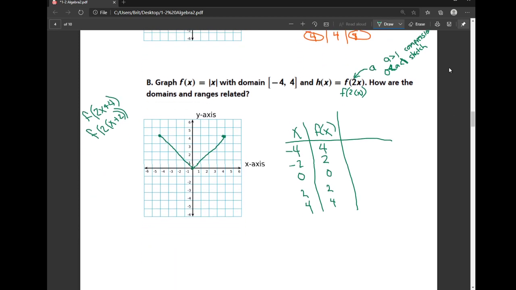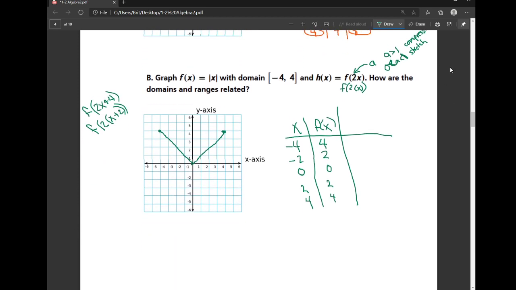Okay, and so what I'm actually going to be doing to create my table of values is I'm going to be taking all of the x coordinates. So instead of playing with the y coordinates, I'm going to take the x coordinates and multiply them by 1 over this a value. So I'm going to do 1/2 of the x column to generate my ordered pair. So -4 is going to be -2. -2 is going to be -1. 0 is still 0. 1/2 of 2 is 1. 1/2 of 4 is 2.